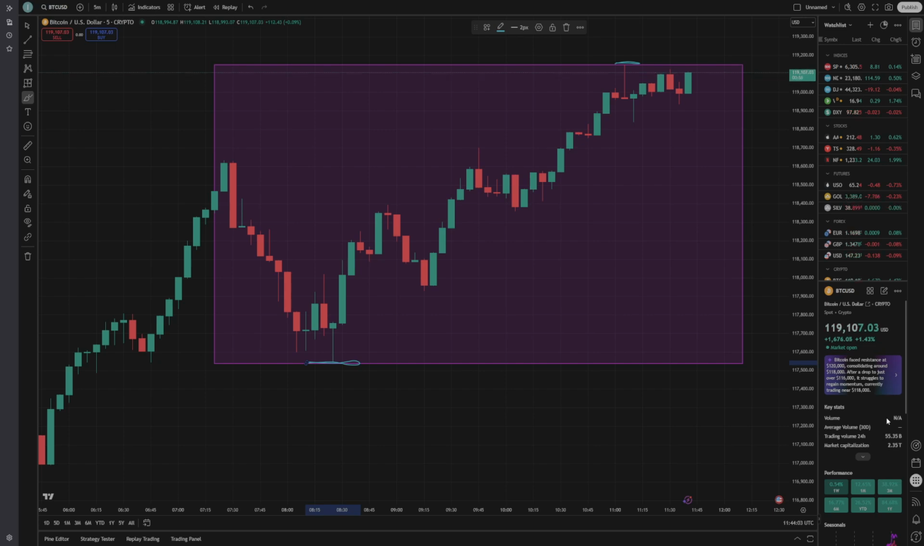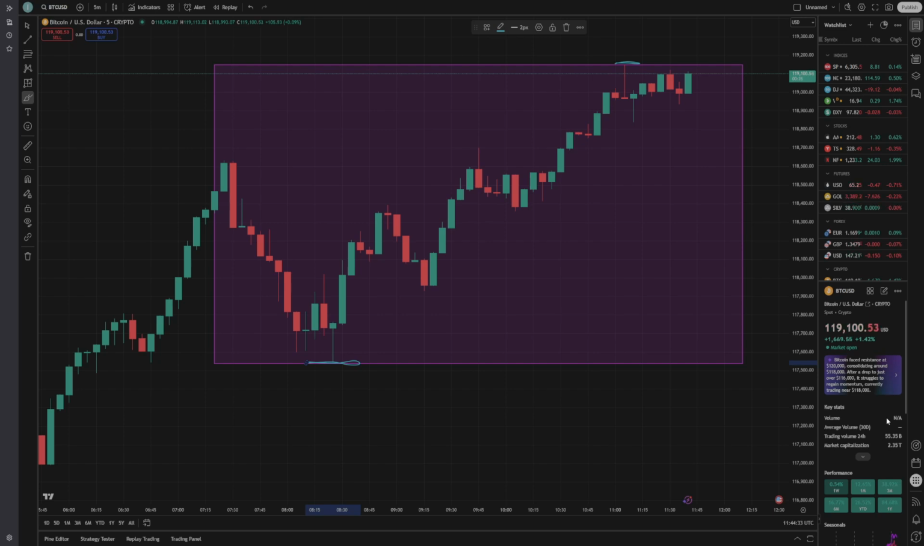Step 3, rejection wicks. Now pay close attention to the wicks. Wicks tell the real story. Let's say price dips below the box, but then the candle closes back inside with a long lower wick. That means buyers stepped in hard. Same at the top: a candle pokes above the box, but closes with a wick on top. That's a rejection by sellers. These are some of the most powerful signals in the box strategy. And they're right there on your chart.